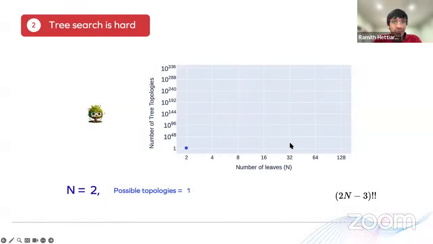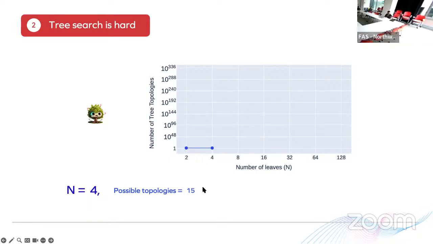Okay. So when we have 2 leaves, we can just construct one bifurcating tree. What I mean by bifurcating is that at each parent, there's just 2 children. So now we are just looking at how many trees are possible. So if we have 4, yes, sure.